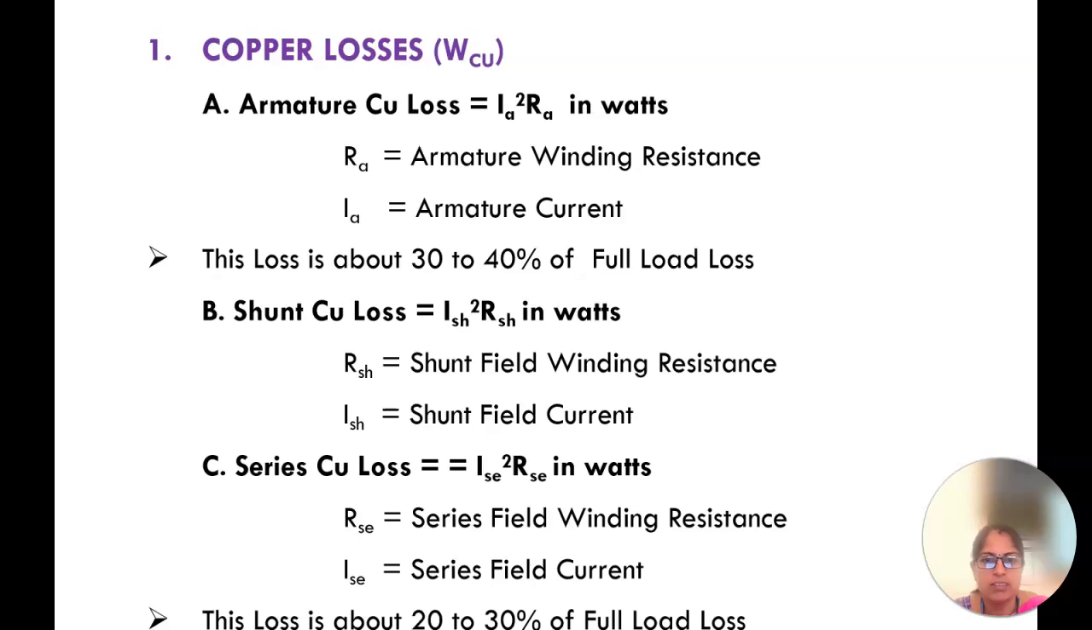And shunt copper loss is given by ISH square RSH, where RSH is shunt field winding resistance and ISH is shunt field current. Similarly, series copper loss is given by ISE square RSE. RSE is series field winding resistance and ISE is current flowing through the series field. This loss is about 20 to 30% of full load losses.